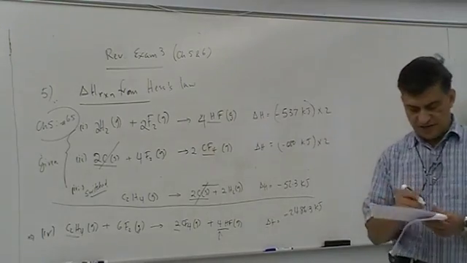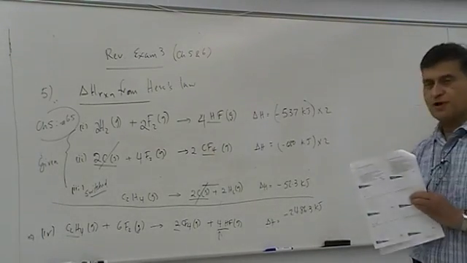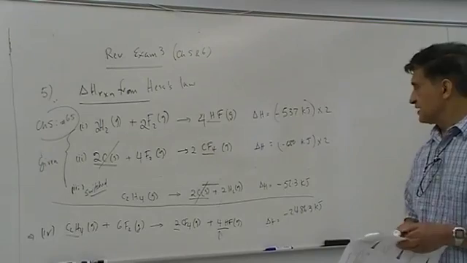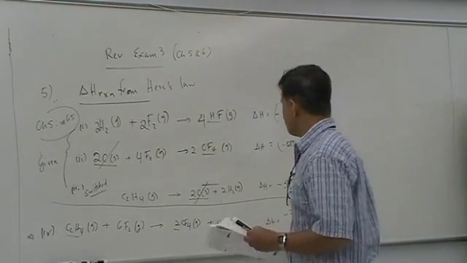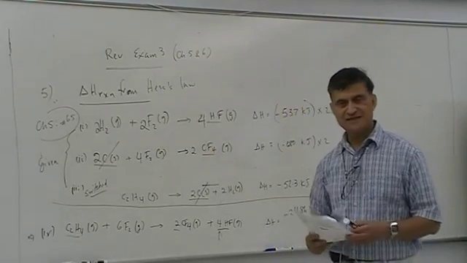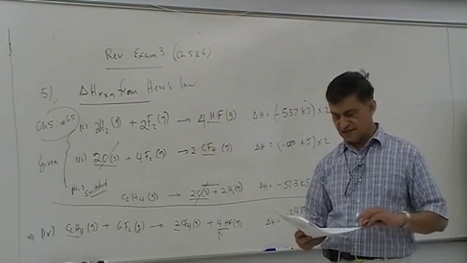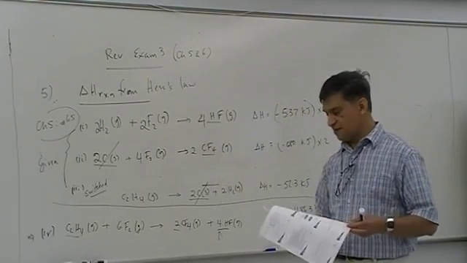I have assigned several other problems, and most problems would work out this way. That means you look for something unique and then find out whether you need to switch a reaction or not, then multiply if there's a need for that, and then finally you add up.